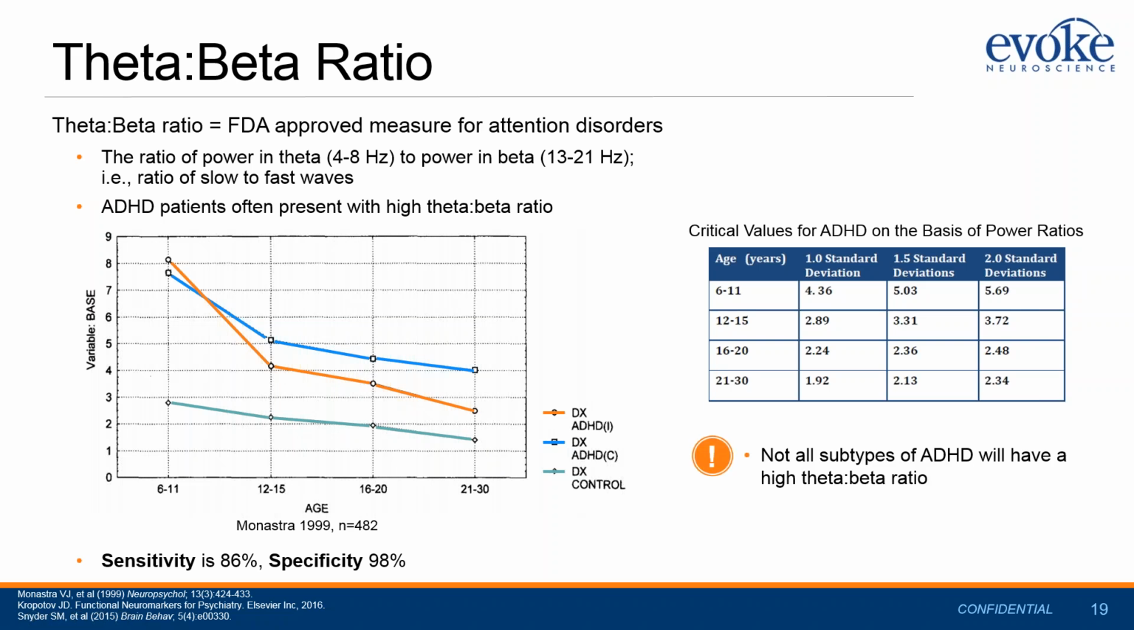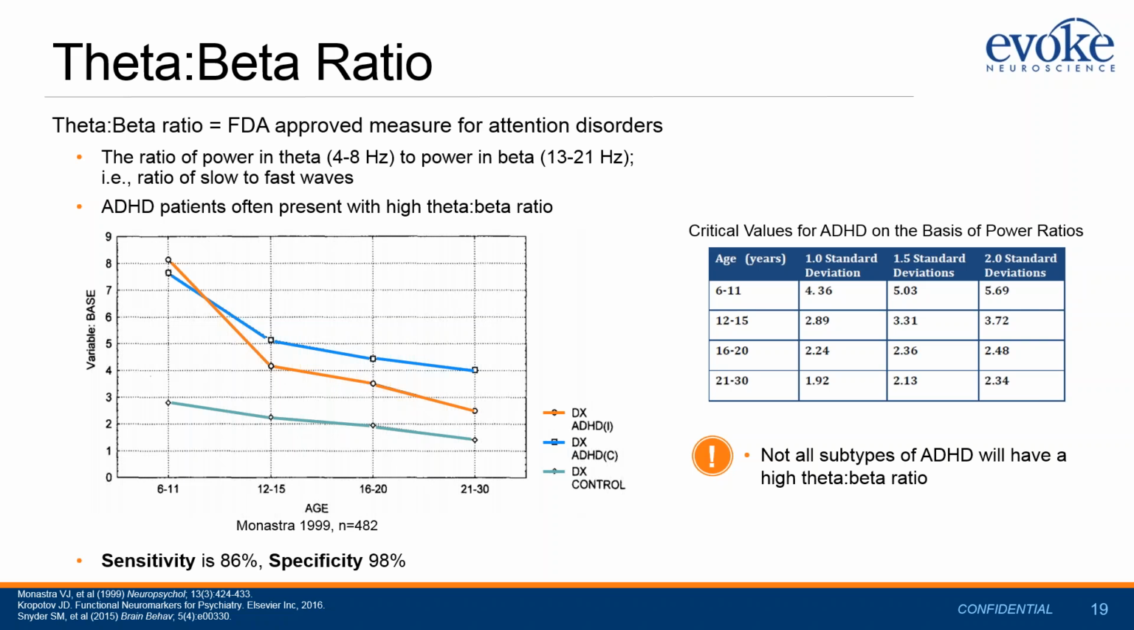A couple things to note here is that not all subtypes of ADHD will have a high ratio. So remember this sensitivity score of 86%, that means almost 15% of subjects with ADHD won't have a high ratio. And that's okay.